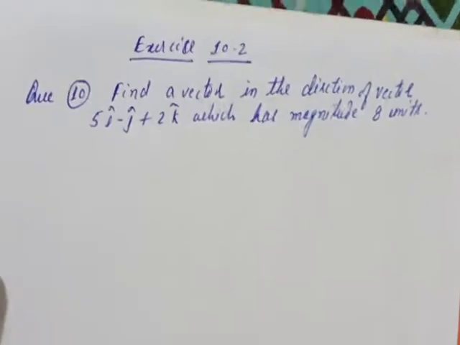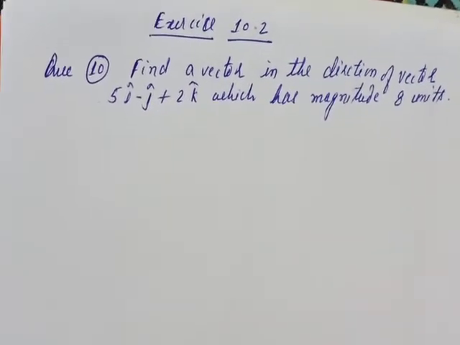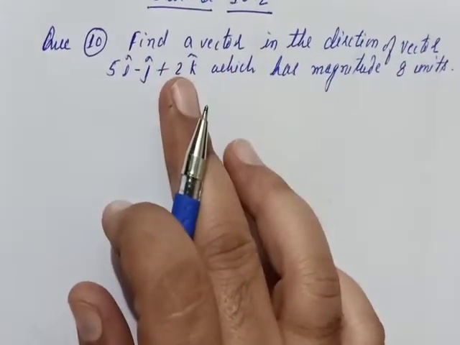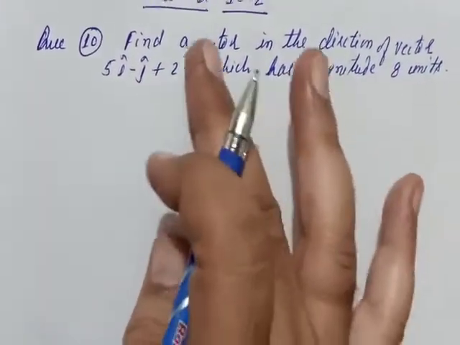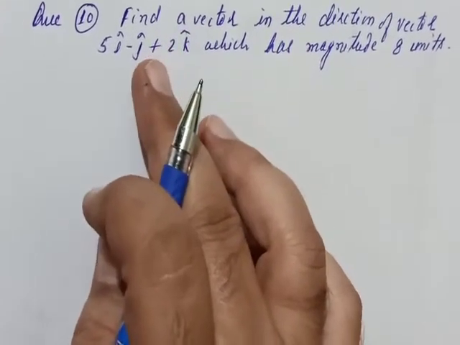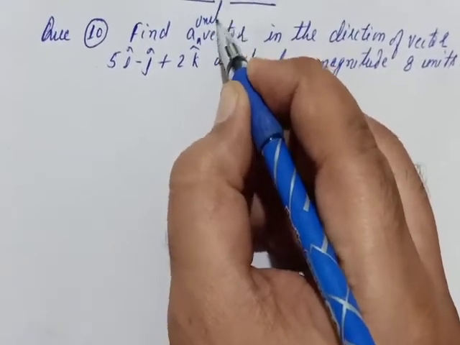Morning. We have done some questions of exercise 10.2. Now I am doing question number 10. Find a vector in the direction of vector A that has magnitude 8. We know that we have to find a unit vector.